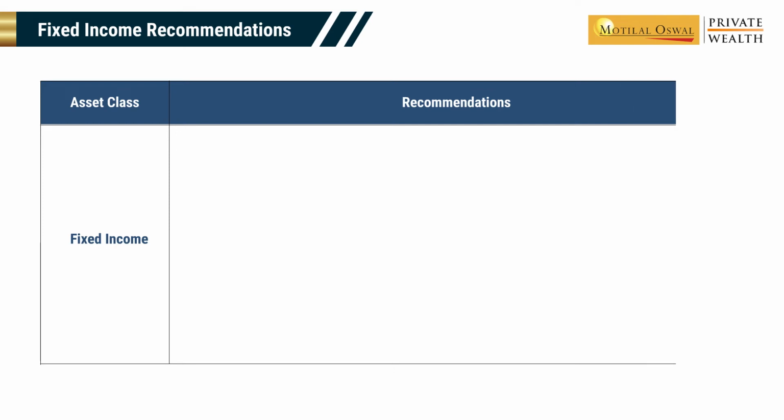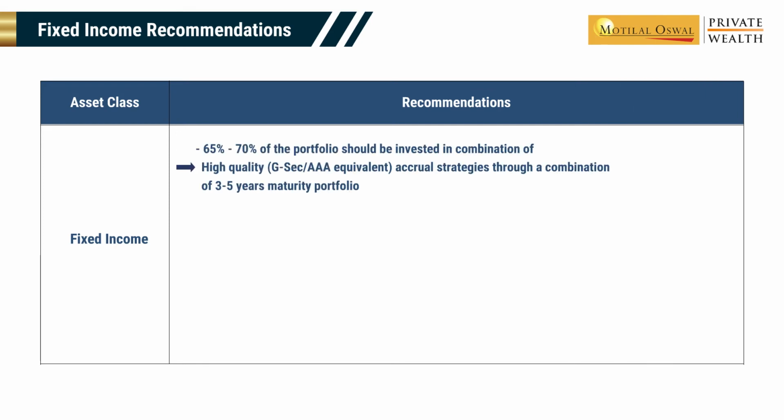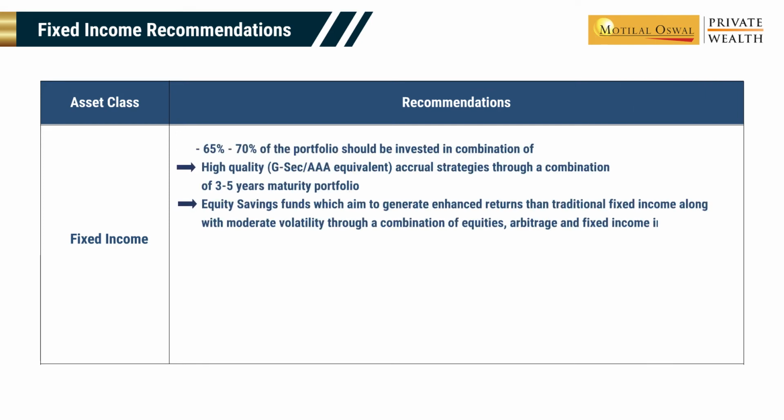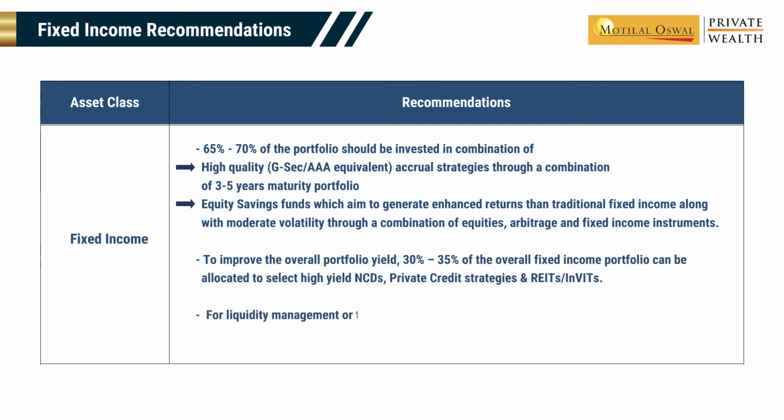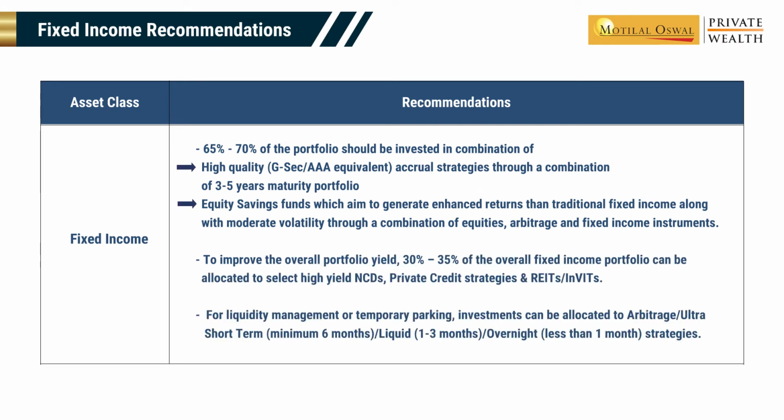We suggest that around 65% to 70% of the fixed income portfolio should be allocated equally to 3 to 5 year maturity high-quality GSEC or AAA, equivalent accrual debt funds and equity savings funds. To enhance the yield, 30% to 35% of the overall fixed income portfolio can be allocated to REITs, InvITs, select high-yield NCDs, and private credit strategies. For liquidity management or temporary parking, investments can be allocated to arbitrage, ultra-short-term, liquid or overnight strategies.